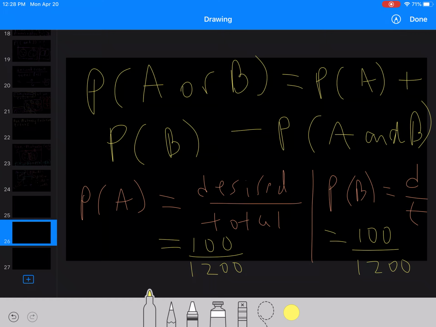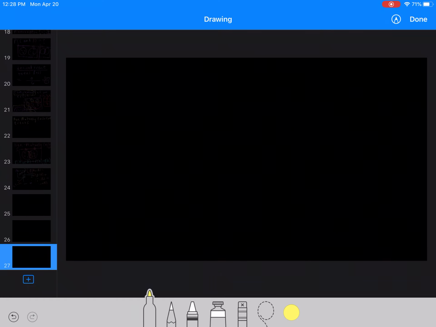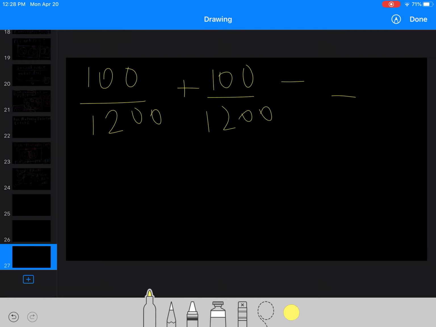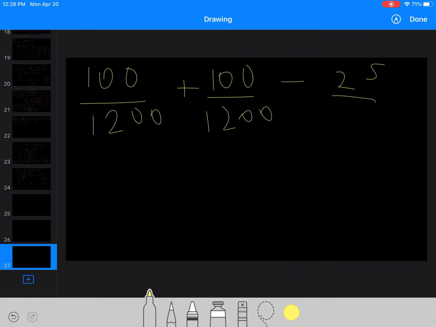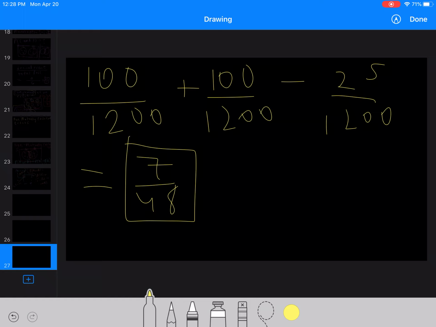Okay. So now what we have to do is subtract out the overlap. So remember, this one was A plus the probability of B minus the overlap. And if we look at the overlap here, it's 25 out of 1,200. So when we do that calculation, we will get 7 over 48 when we simplify it. So that probability would be 7 out of 48.